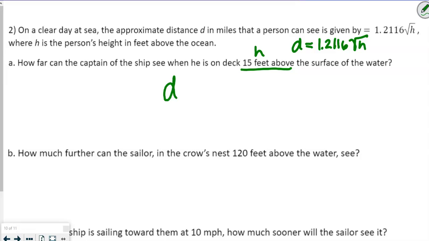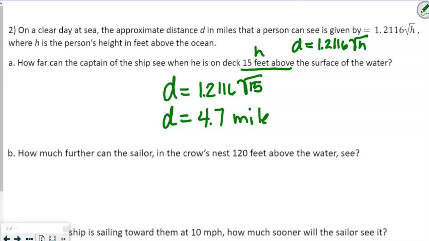So we're solving for D. That's equal to 1.2116 times the square root of 15. So we're just going to multiply that, right? So when I did that, I got that the distance was 4.7 miles. Okay. Now the next one says, how much further can the sailor in the crow's nest 120 feet above the water see?